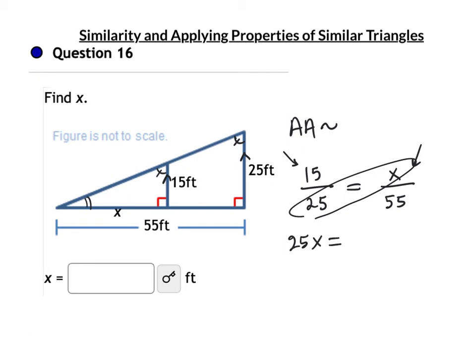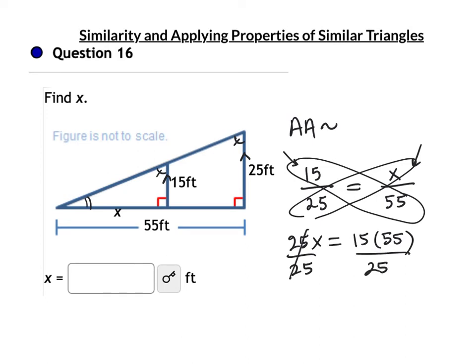25x equals 15 times 55. I'll divide both sides by 25. I can divide by 5 and I get 3 and 5. I can divide 55 and 5 by 5. I get 1 and 11. And 3 times 11, x is 33.